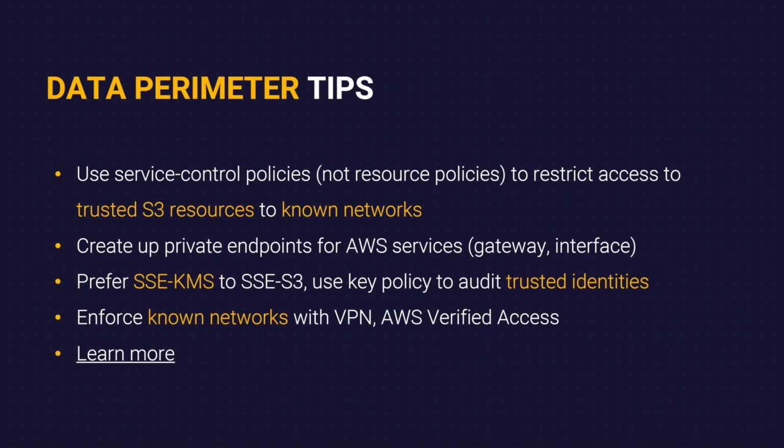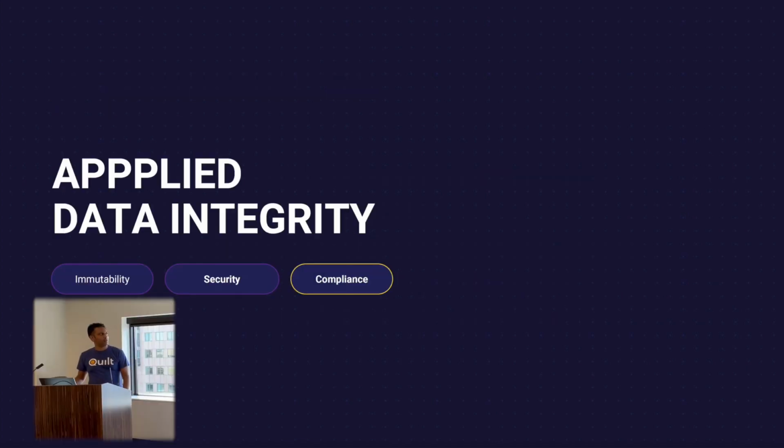And you can create private endpoints for AWS services. We looked at gateway and interface endpoints. There's a whole science to that. Prefer SSE-KMS to SSE-S3 and enforce known networks using a VPN, or there's a new service now called AWS Verified Access, which is designed to give you some protection similar to a VPN without requiring you to spin up a VPN. And we've got a link to the cool documentation on data perimeters.